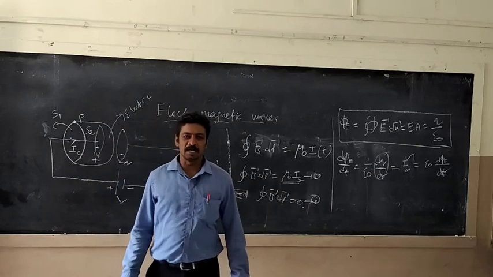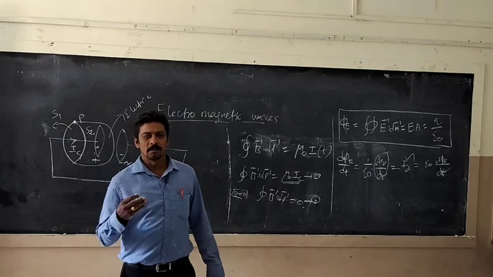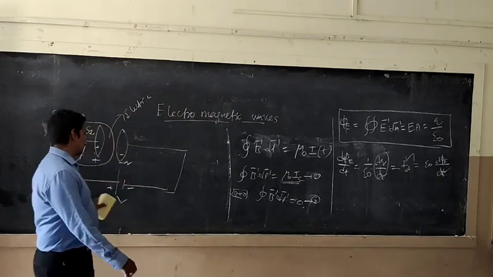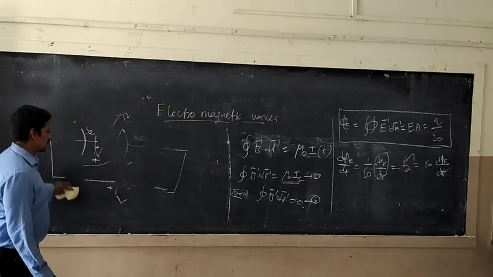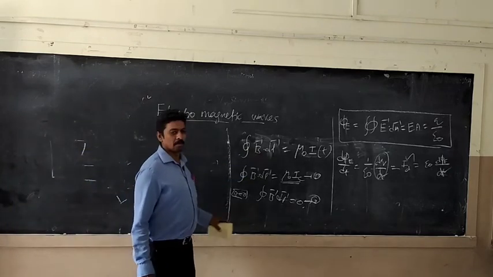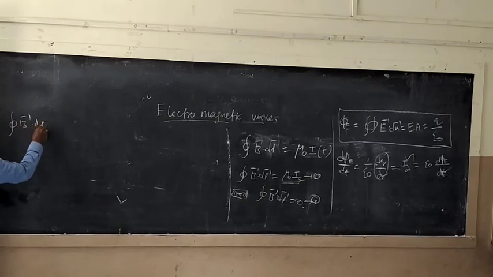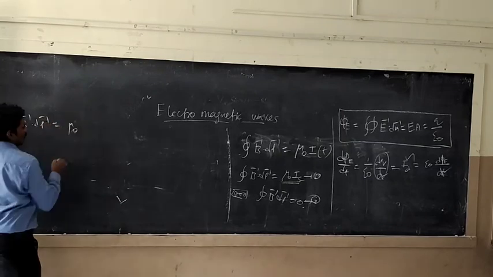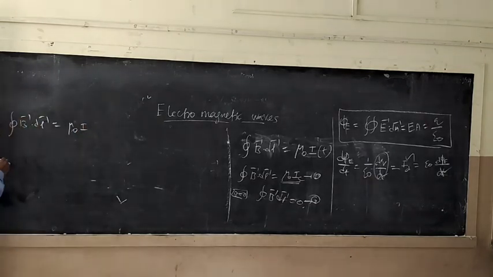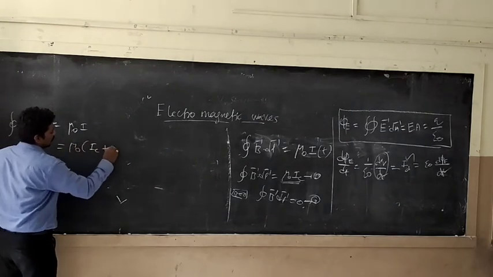What is meant by displacement current? Whenever the electric field changes with respect to time, a displacement current is produced. So, Maxwell modified the Ampere circuit law. What is meant by Ampere circuit law? Closed integral B vector dl vector is equal to mu naught I. Maxwell modified this to closed integral B vector dl vector is equal to mu naught I, where I is equal to IC plus ID.